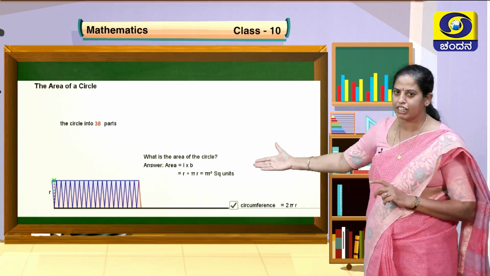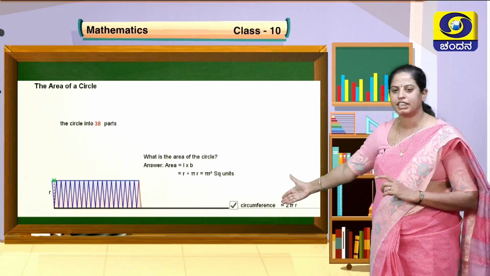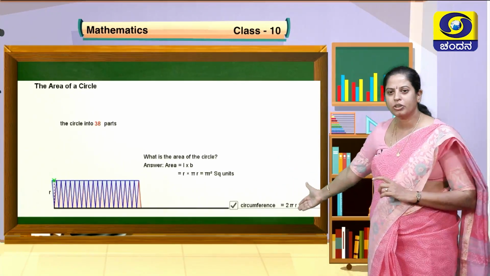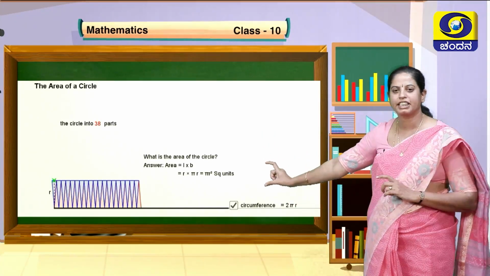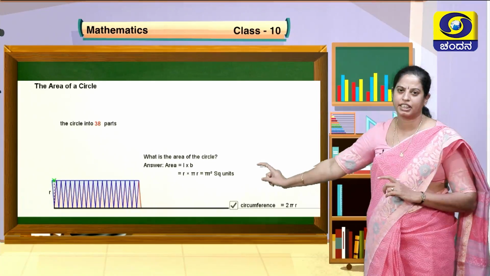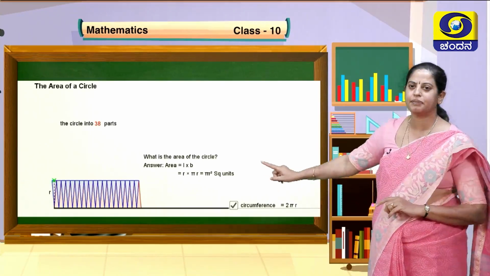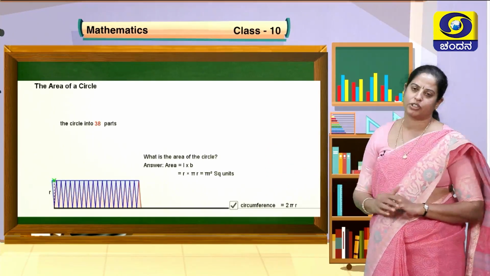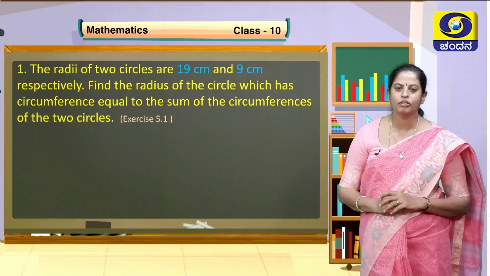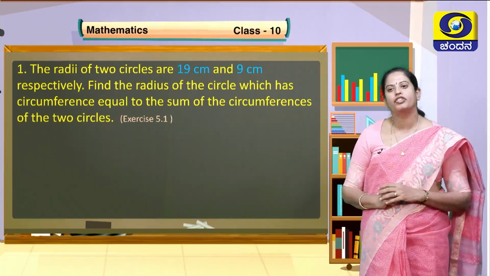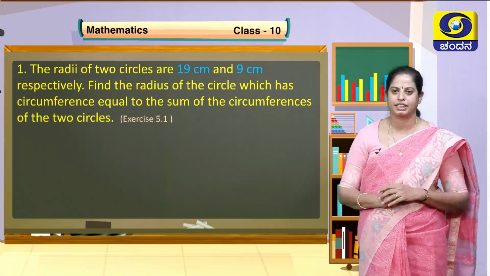So, how to find the area of the rectangle? That is length into breadth. Here the length is half of the circumference, that is 2 pi r divided by 2, which is pi r. And if you multiply by the height, here height is nothing but the radius of the circle. That gives the formula to find the area of circle, that is pi r square units. Now you know how to find the area of a circle, children. Now we will solve a few problems related to perimeter and area of circle.